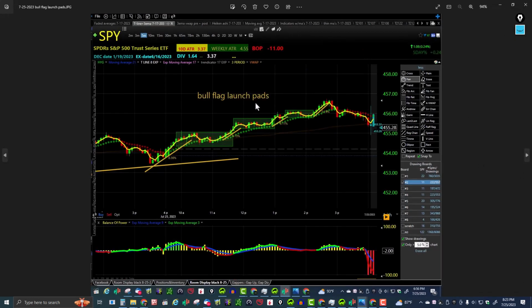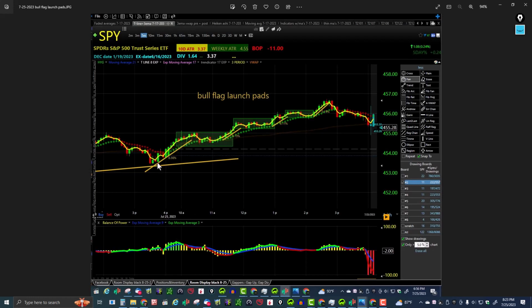Okay, bull flag launch pads. Now this is on a 5-minute chart. Okay, this can happen on a daily chart. This can happen on an hourly chart. It can happen on your 4-hour chart. It can happen on your daily chart. It can even happen on your weekly chart. This one's on a 5-minute chart. I play the 10-minute, and I notice these all day long.